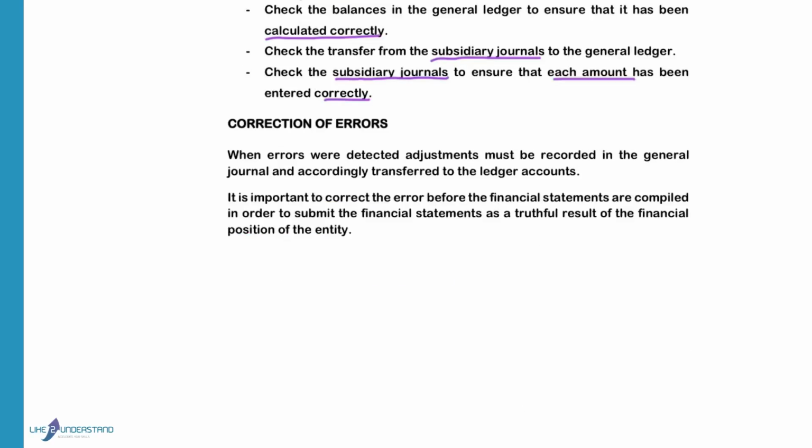Correction of errors. When the errors were detected, adjustments must be recorded in the general journal and accordingly transferred to the ledger accounts to correct the mistakes. It is important to correct the mistake before the financial statements are compiled in order to submit the financial statements as a truthful result of the financial position of the entity.